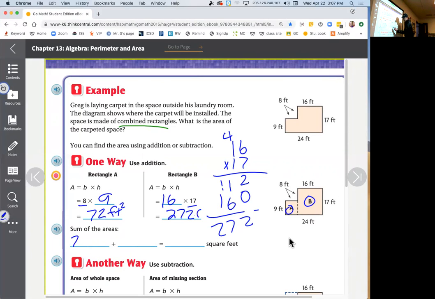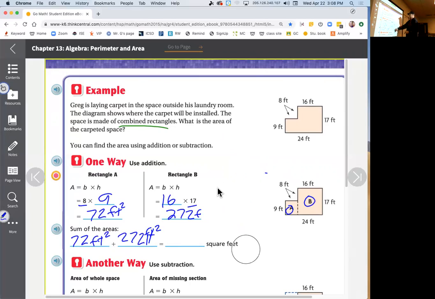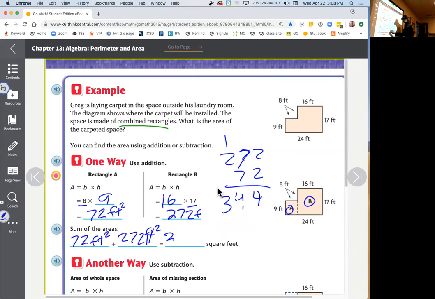So 72 feet squared plus 272 feet squared equals, let's get rid of this, 272 plus 72, you get 344 square feet. Make sure my math was correct, and it is.